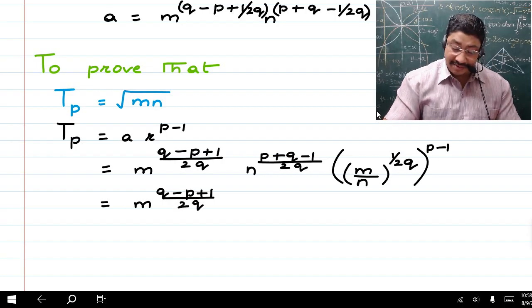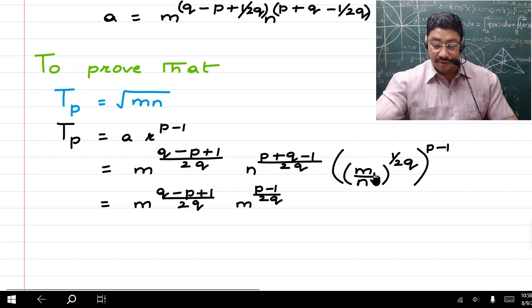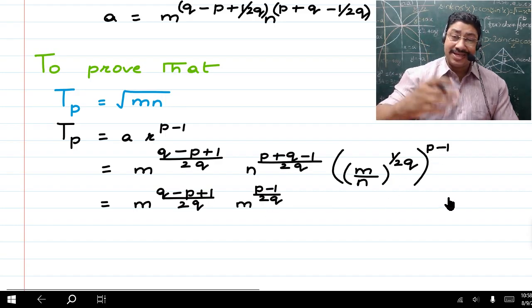And except that, we will also get the power of m to be (p minus 1) divided by 2q, as we get it from here, right? Again, that rule is going to apply, that is (a raised to the power m) whole raised to the power n will become a raised to the power m into n, and both of these numbers in the powers will get multiplied.